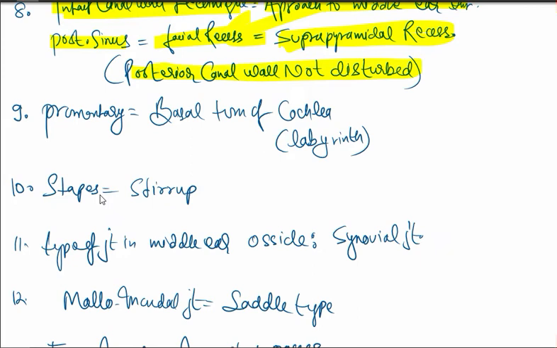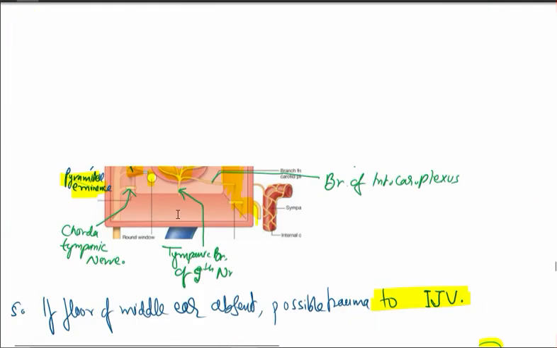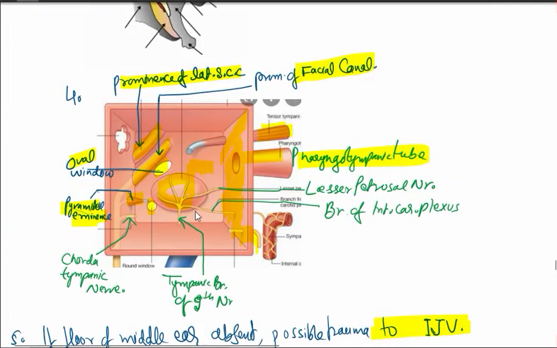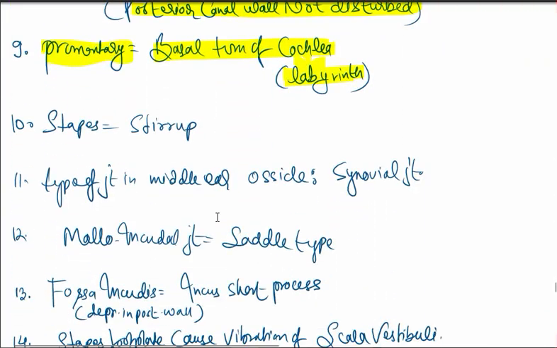What is the promontory? The promontory is the basal turn of the cochlea of the labyrinth. So the promontory is the bulging. We can see it here. This is the promontory, and what is it? The bulging of the cochlea, the basal turn of the cochlea.